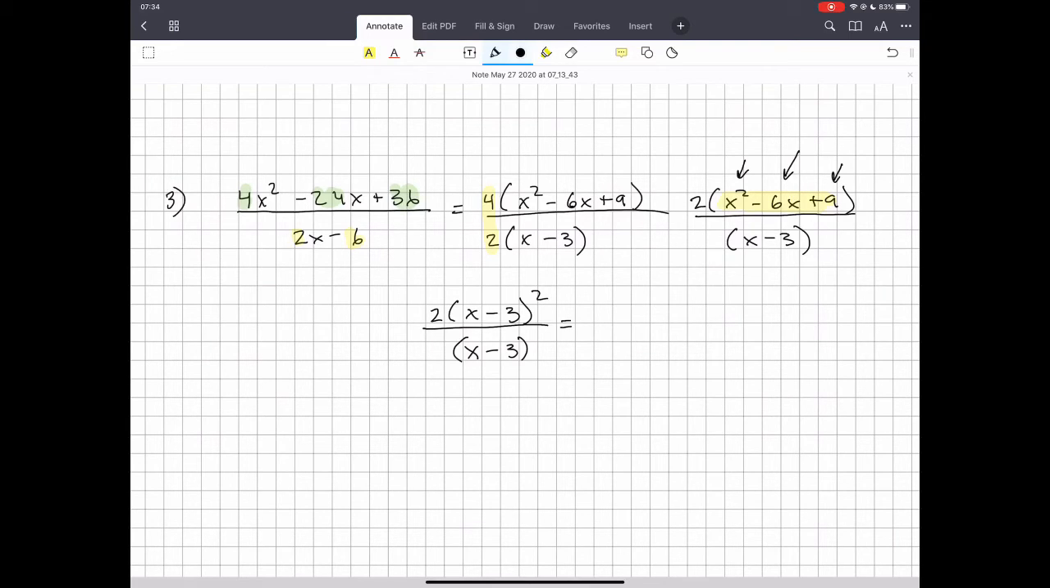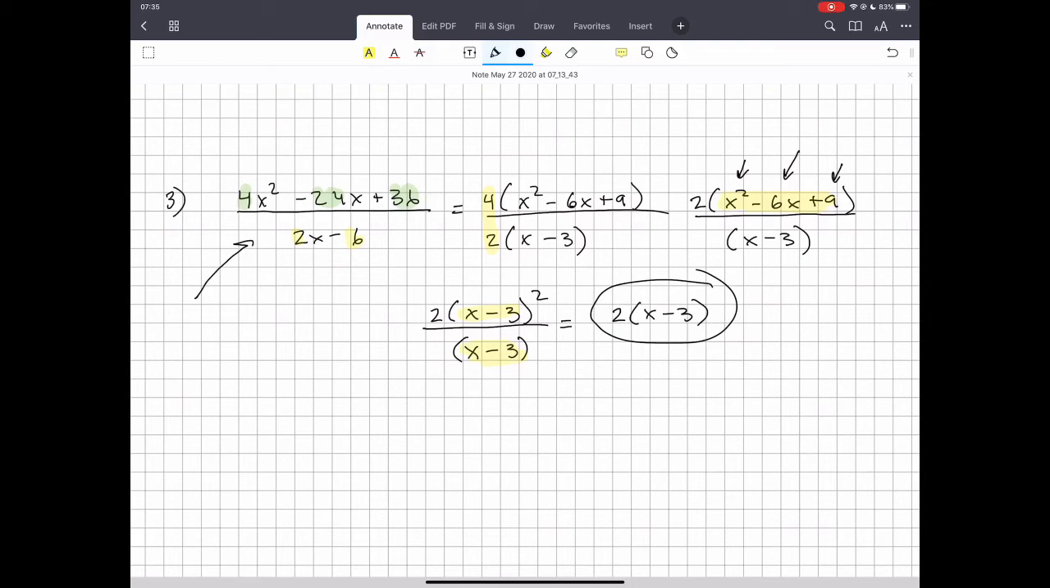Now, we can use our exponent rules here. So we can divide this quantity by that quantity. And when I do that, I'm left with 2 times the quantity x minus 3. And that is our answer. So there's a lot of details you have to look for. Remember, you want to plan out these before you just jump into them, right?